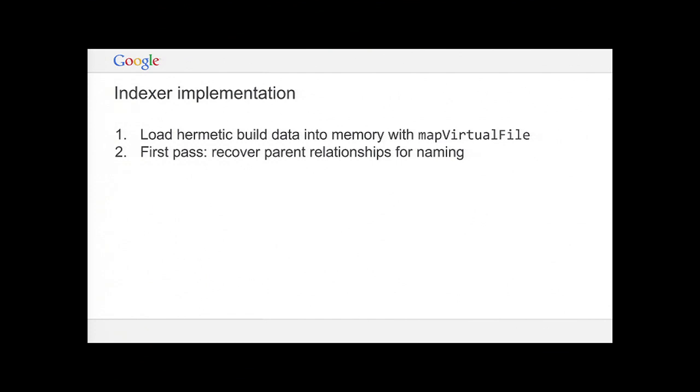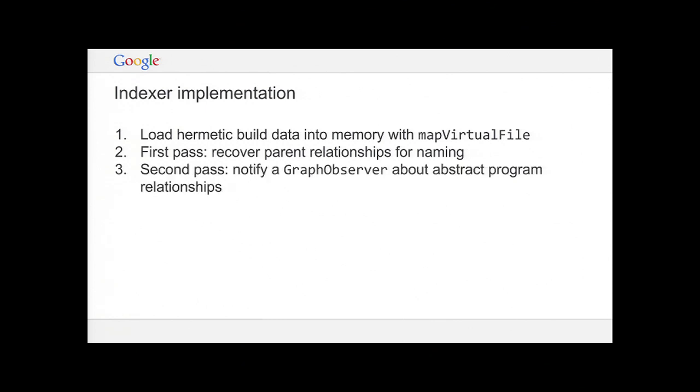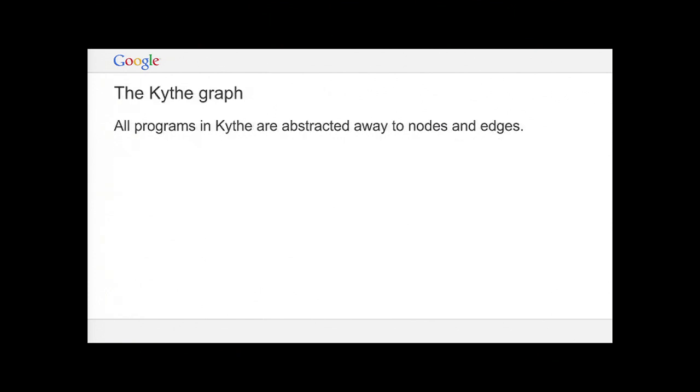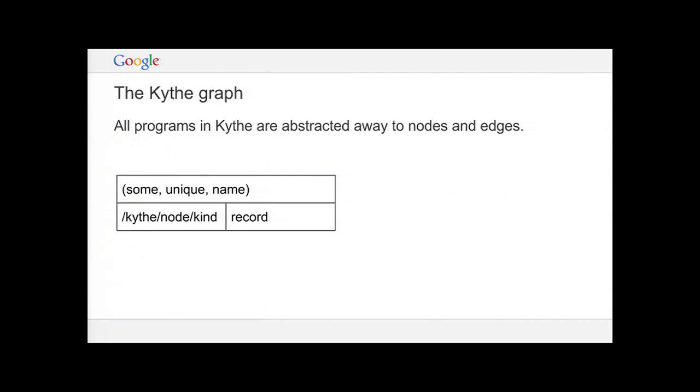All right, so we've kind of done some grunt work. We've prepared for naming. Now, what we'll do is we'll go through and we'll notify a new interface we developed called GraphObserver about abstracted program relationships. Well, what does that mean? In Kythe, we abstract all programs to a graph made of nodes and edges. A node has a unique name that globally refers uniquely to that node. Uniquely, very important. Nodes have facts associated with them. This fact is called Kythe node kind, and it's saying it's a record.